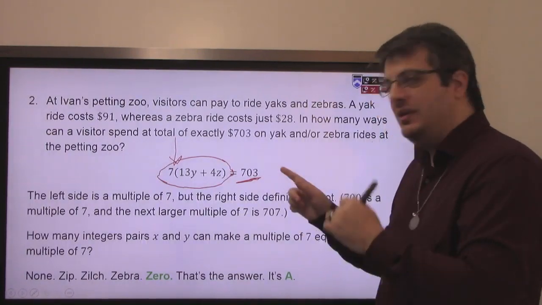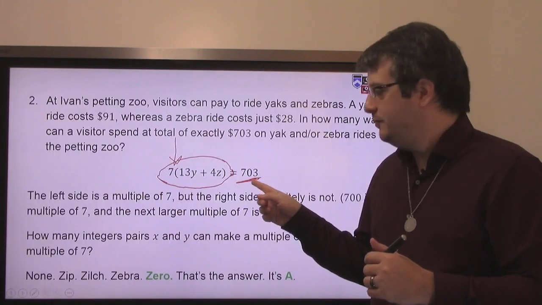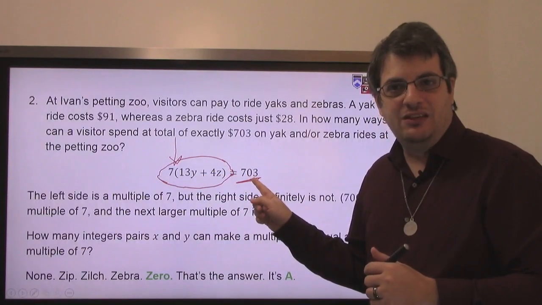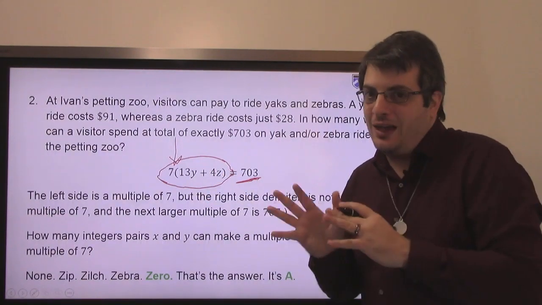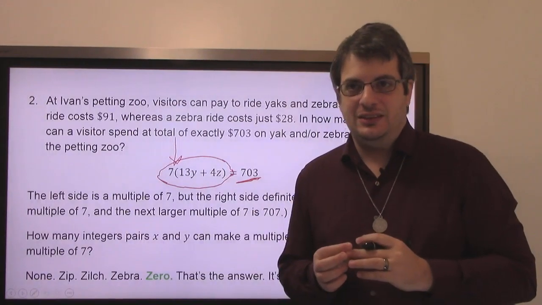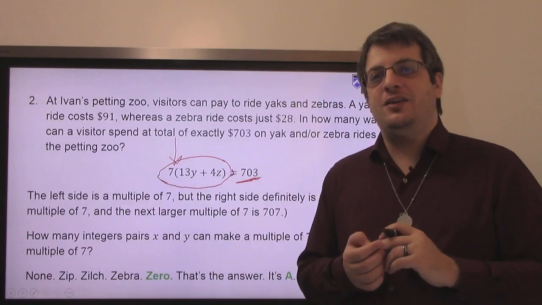So, from here, how can these two things be equal? This is a multiple of 7. That's not a multiple of 7. What values of y and z make a multiple of 7 equal not a multiple of 7? It can't be done. There are no solutions. Kanha and Vishvendra, do you see why there are no solutions?